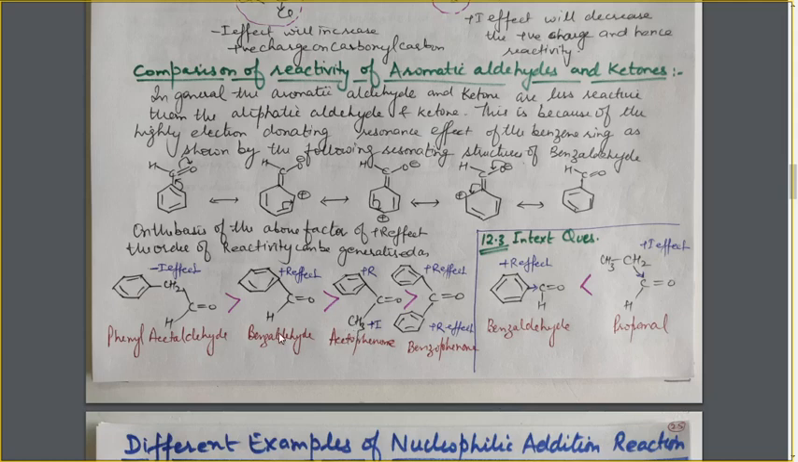It is also a bulky group as compared to hydrogen, so it has lesser reactivity. In the case of benzophenone, there are two benzene rings, so there will be a +R effect from both sides, giving greater donation of electron density, and both groups are bulky, so it has higher steric hindrance. That's why in this order, phenylacetaldehyde has more reactivity, and benzophenone has the least reactivity.